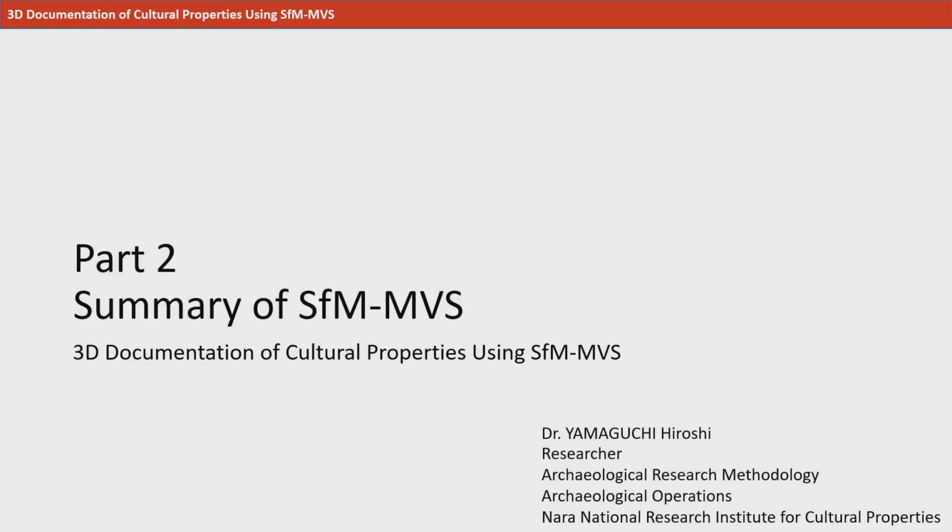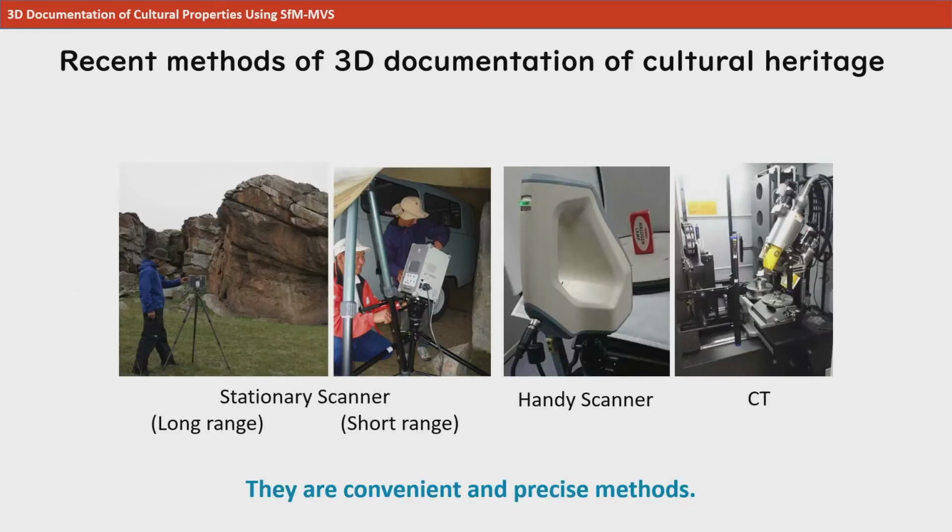Now, I would like to talk about how you create the 3D recordings that we talked about in session 1 by using SFM MVS, which is the easiest method. Until SFM MVS came into the picture, 3D recordings were mostly done using laser scanners. Although this method was very convenient and precise, the machine itself was very expensive.